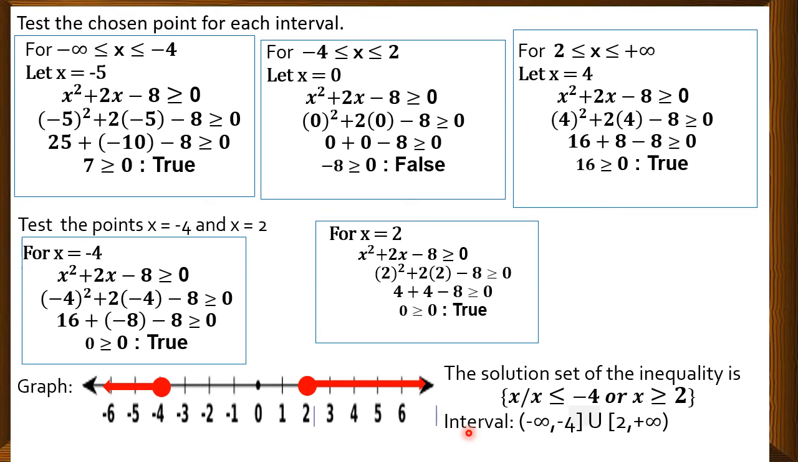For the interval notation, we have -infinity, this part here, up to -4. So we use the bracket sign because -4 is part. Union 2, bracket sign again because 2 is part of the solution, up to +infinity. So these are the solution set.